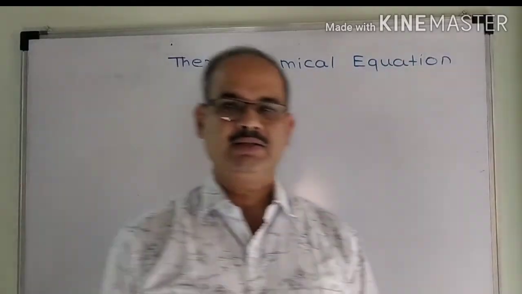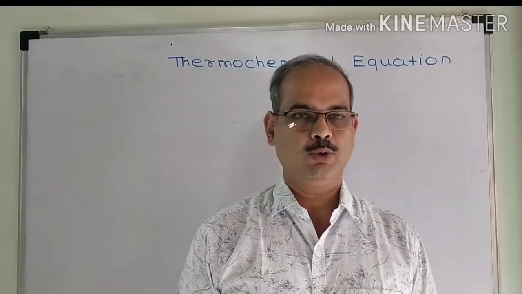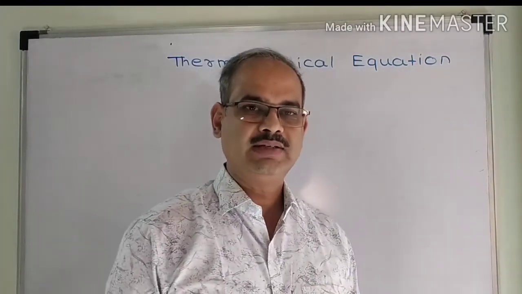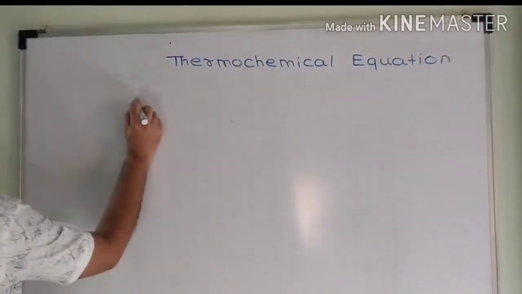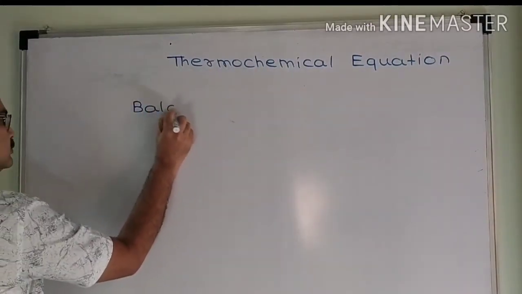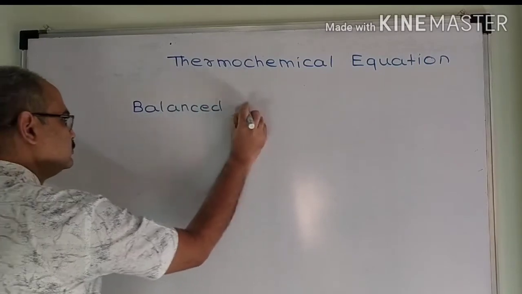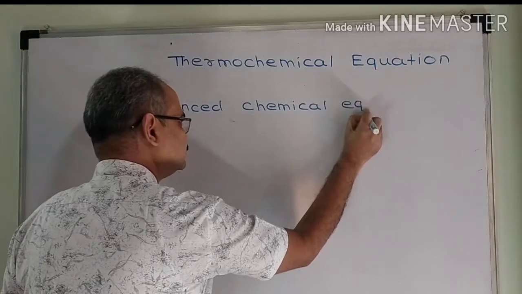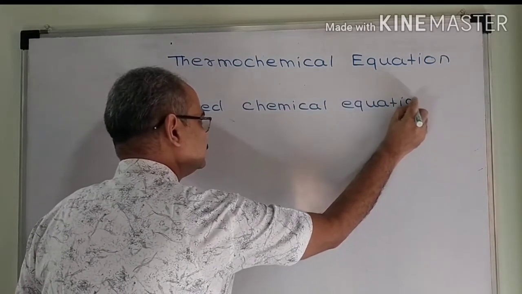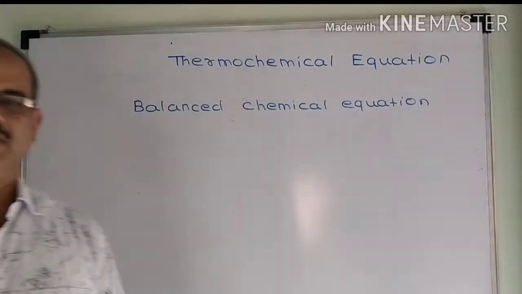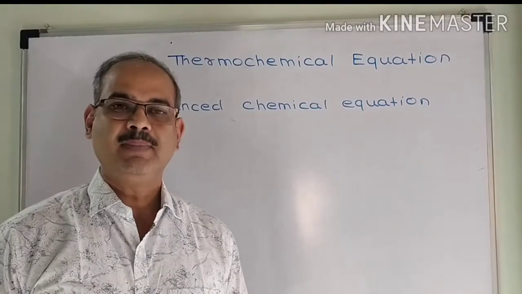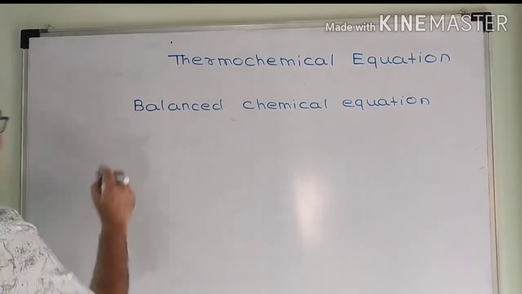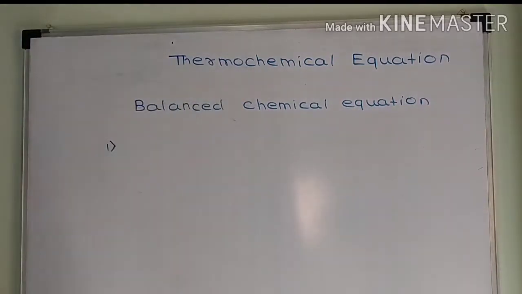First, let us understand what we mean by a thermochemical equation. Basically, a thermochemical equation is a balanced chemical equation. This balanced chemical equation gives us some basic information related to the reaction. Three basic pieces of information are provided by this balanced chemical equation.